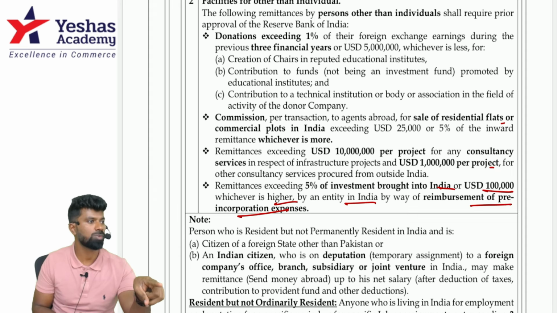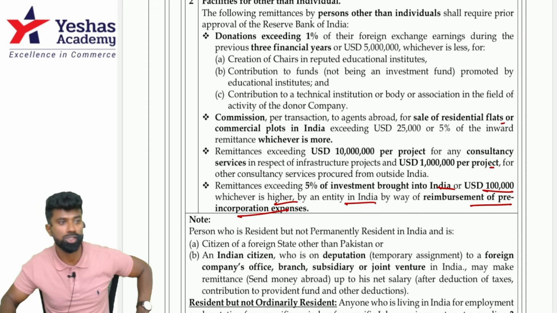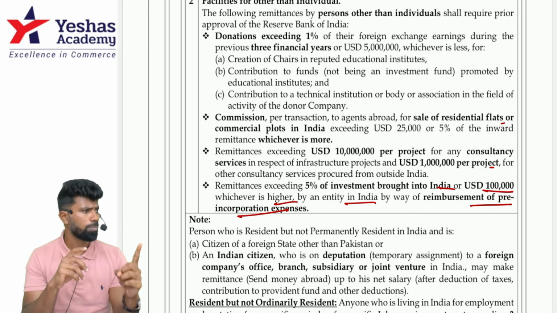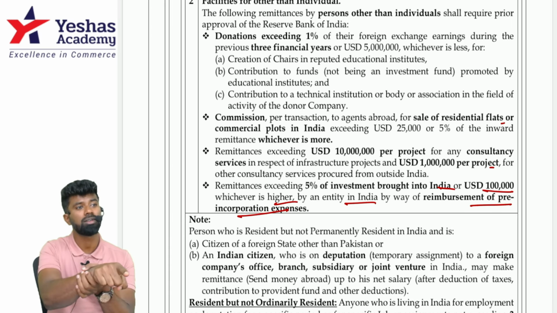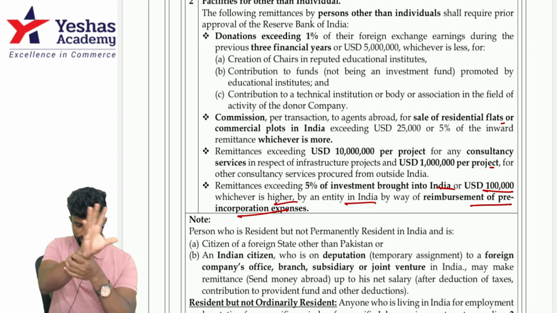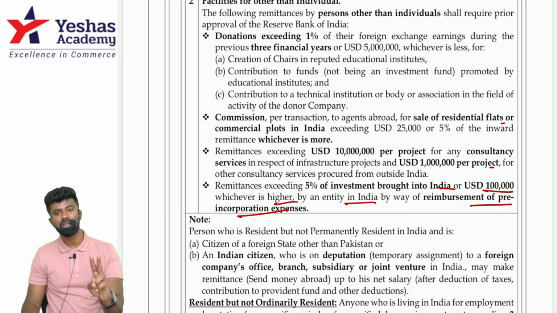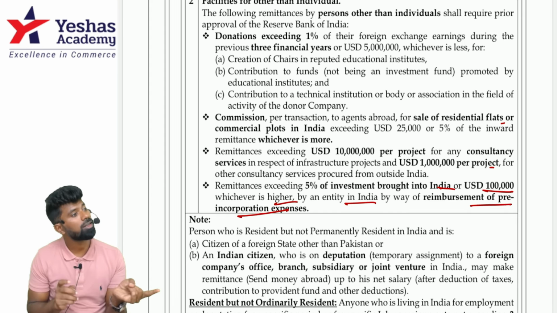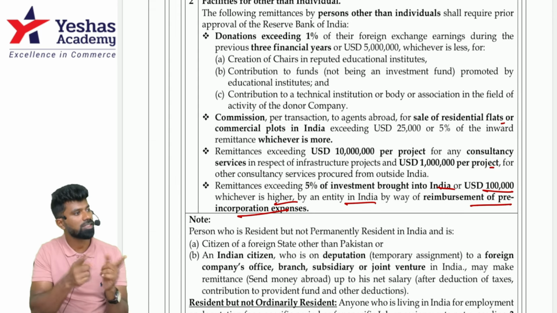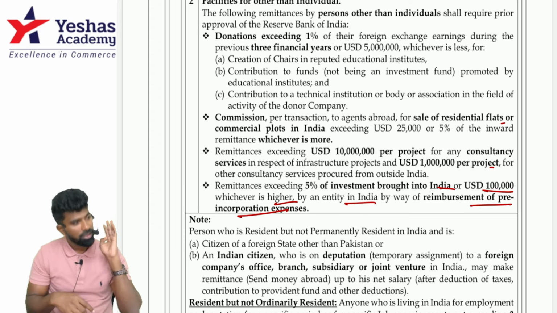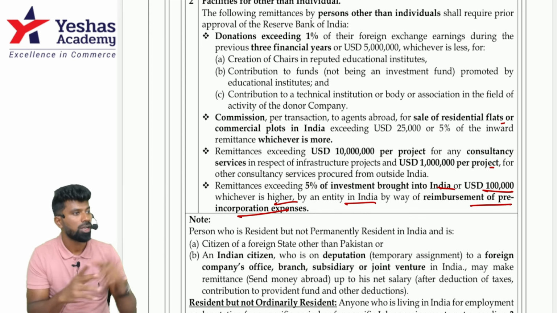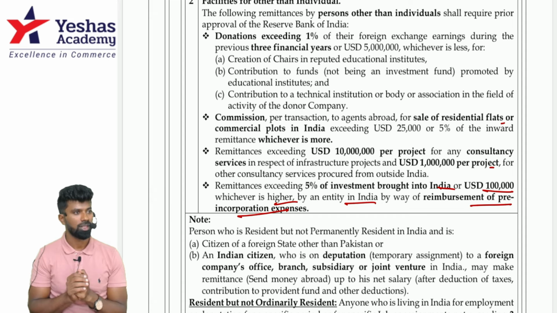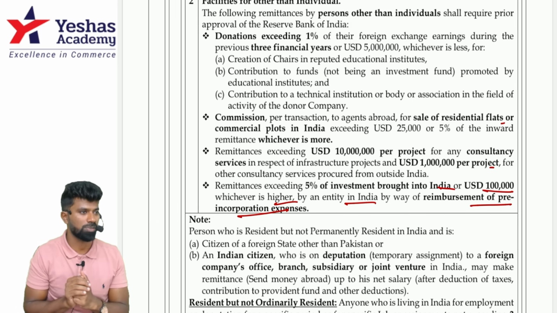First one is whichever is less. You guys tell me the provisions now. What is the first one? Donation. What is the limit? 1% of 3 years earnings or how many millions? 5 millions, whichever is less. Second one, commission. How much can you pay? 25,000 US dollar or 5% of the inward remittance, whichever is more. Third one, remittance for consultancy services. How much? 10 million for infra projects. Other projects, 1 million. And last one, reimbursement of pre-incorporation expenses. How much can you remit?